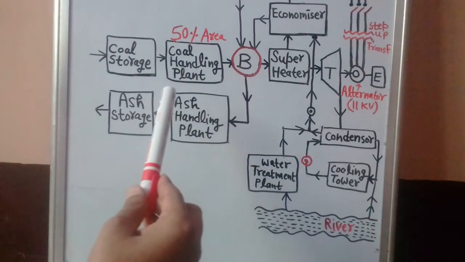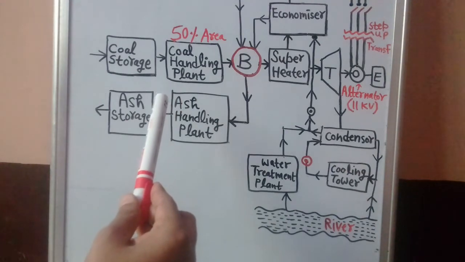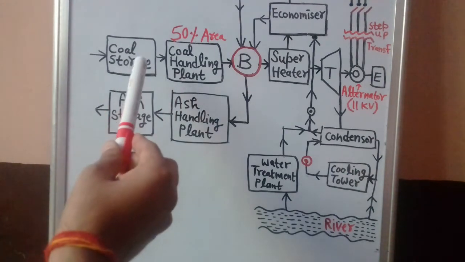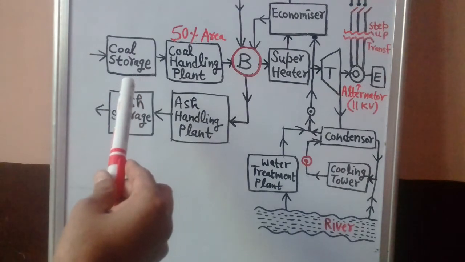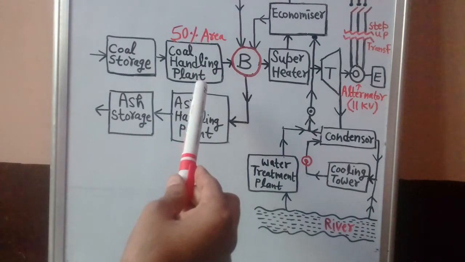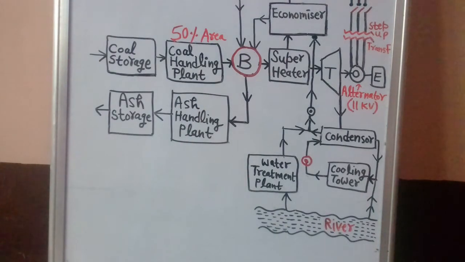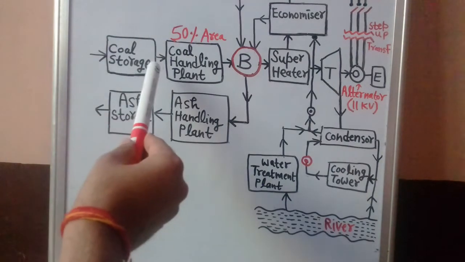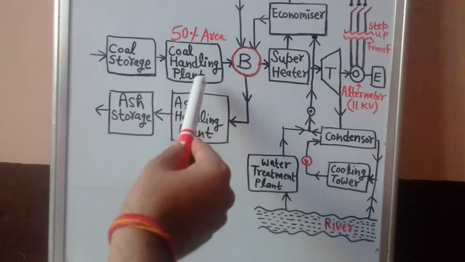So in all such cases, the storage of the coal is necessary against coal shortages, against failure of transportation, against coal strikes and all. Due to all these problems, we first ensure that there must be adequate storage of the coal in advance. So from coal storage, coal will go to the coal handling plant.